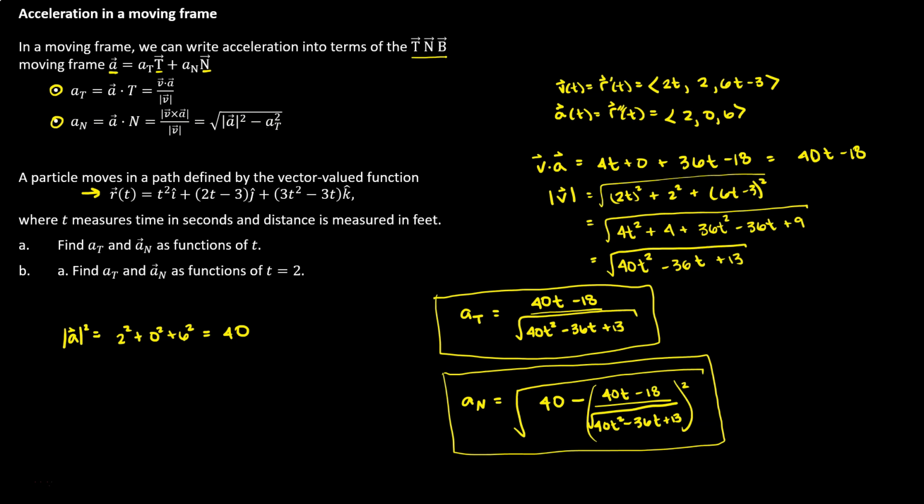All right, part B to this problem says that we want to find them at t equals 2. And this wording doesn't make sense. We want to find a t and a n when t equals 2. So all that would mean is plug 2 into each one of these coefficients so that you could calculate them. a t with t equals 2 plugged into it is going to come out to be 62 over root 101. And then a n with 2 plugged into it is going to come out to be 14 over root 101.